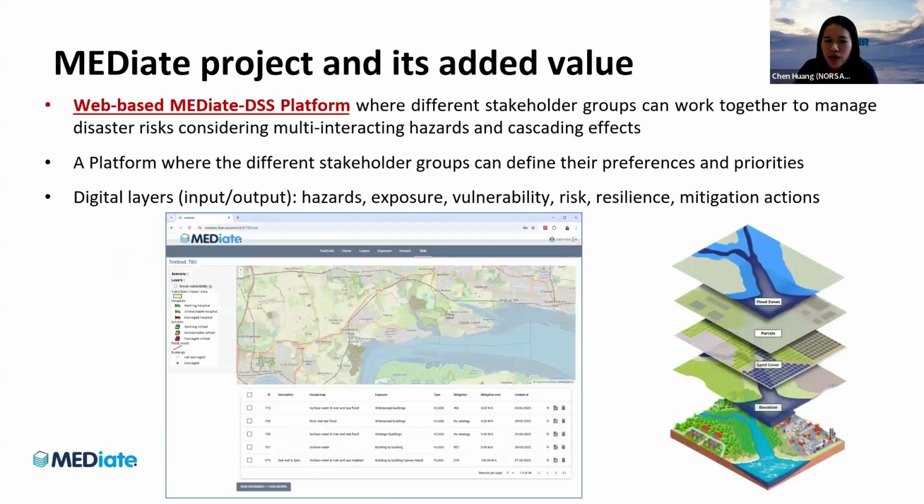The final, next slide, we have integrated all the information I just mentioned before, the methodology, the data, as well as the stakeholder input into the MEDiate platform. The platform allows different stakeholder groups to work together to manage disaster risk, considering multi-interacting hazards and cascading impact. You will need various digital layers that you already have, and the added value we will provide, as I just mentioned before, is the improved, enhanced and new metrics, decision making and the platform.